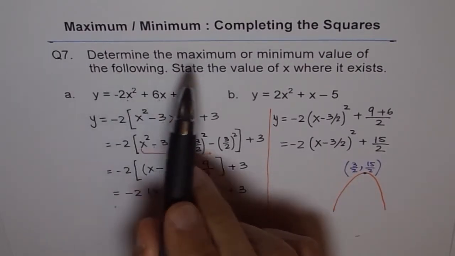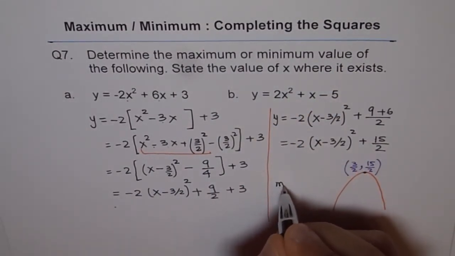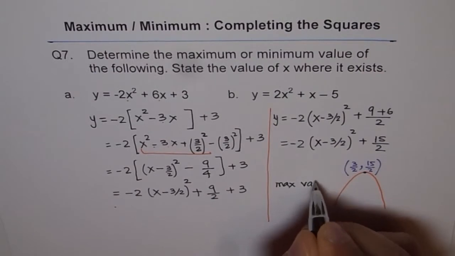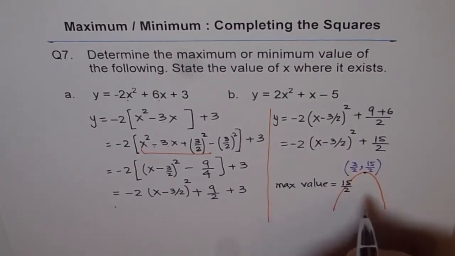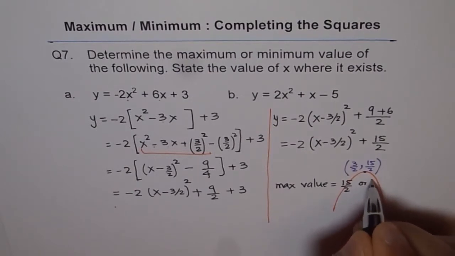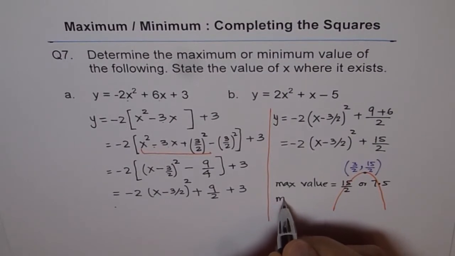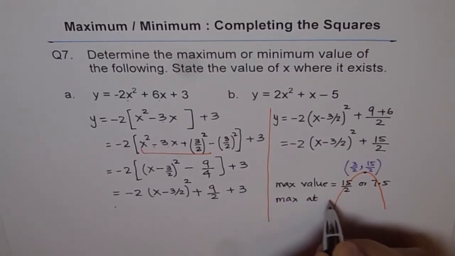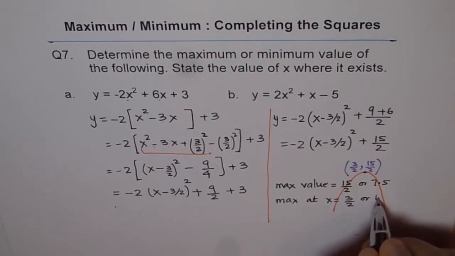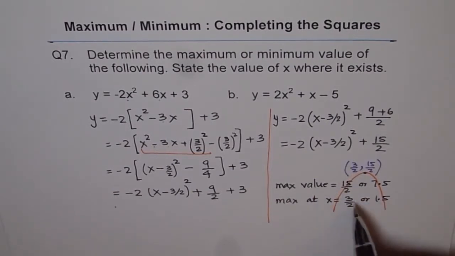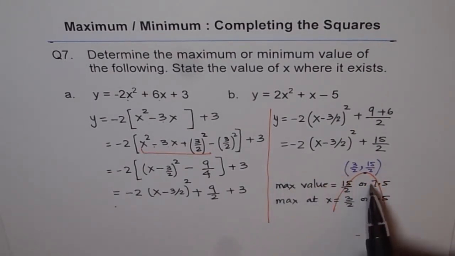So determine the maximum or minimum value. So we have maximum value equals 15 over 2, right? Which is 7.5 units, and the maximum occurs at x equals 3 over 2 or 1.5. Do you see? And why is it a maximum? Because the parabola opens downwards to get a maximum here.